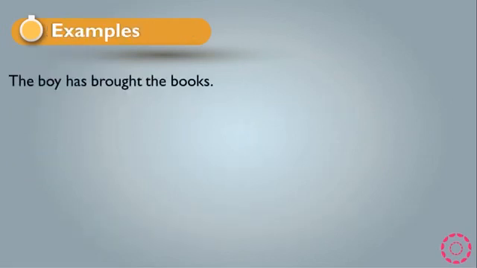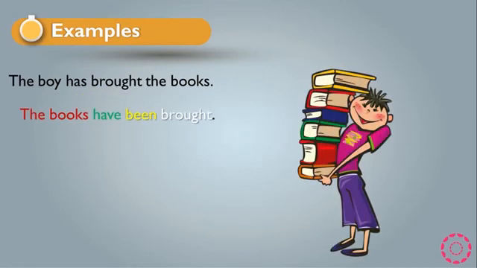Example: the boy has brought the books. As you see, it is present perfect. Why? Because we have has here, and we have the past participle of bring, which becomes brought. So that's why we know that it is present perfect tense. If we change from active to passive, it becomes: the books have been brought.